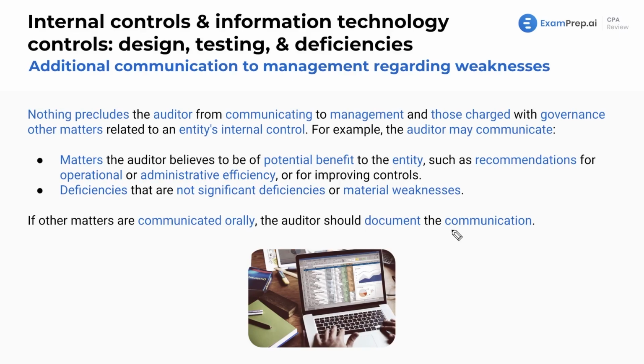Now, if other matters are communicated orally, the auditor should document the communication. Just as a good general rule, just document everything. I mean, that's something we'll see in general, even business law, when we get to our taxation exam, very much just get everything in writing, right?